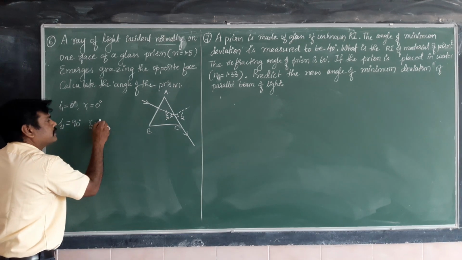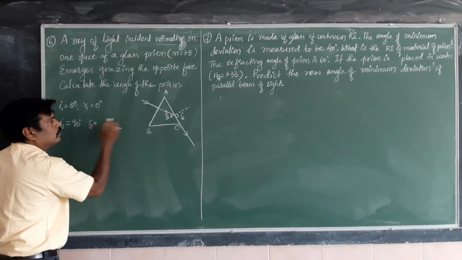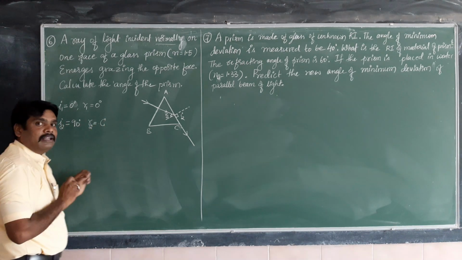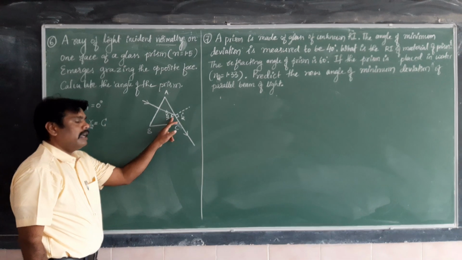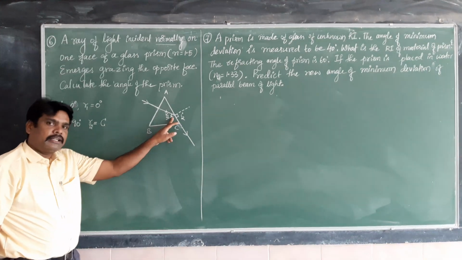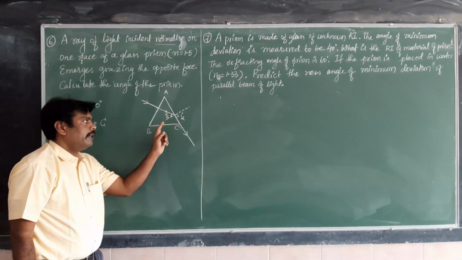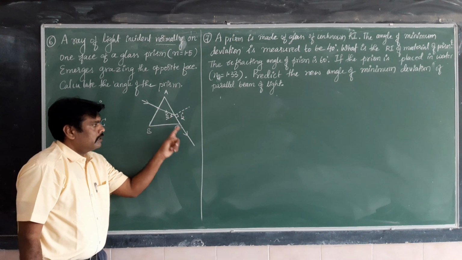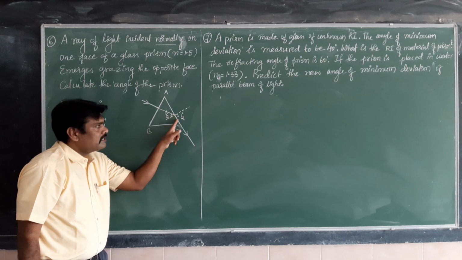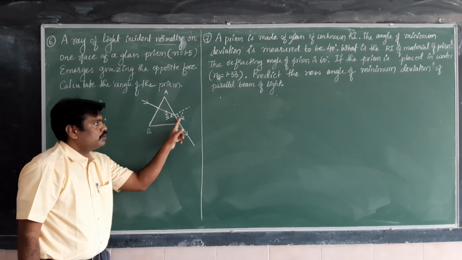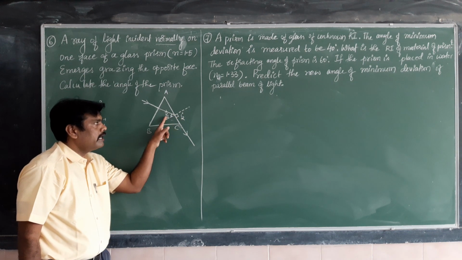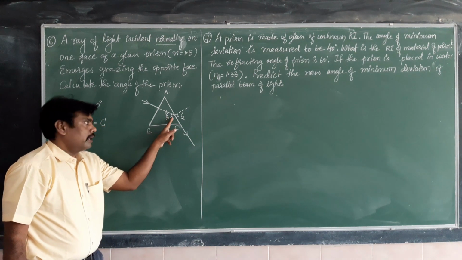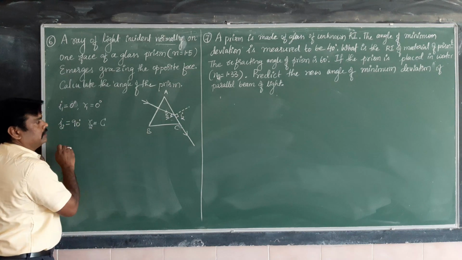This angle of refraction r2 is equal to, I will consider, the critical angle. C is the critical angle. Why is it the critical angle? We know the phenomenon of total internal reflection. There, if light travels from a denser medium to a rarer medium, when the refracted ray just grazes the surface between the two media, that particular angle of incidence is treated as what? The critical angle. Now r2 becomes the critical angle.